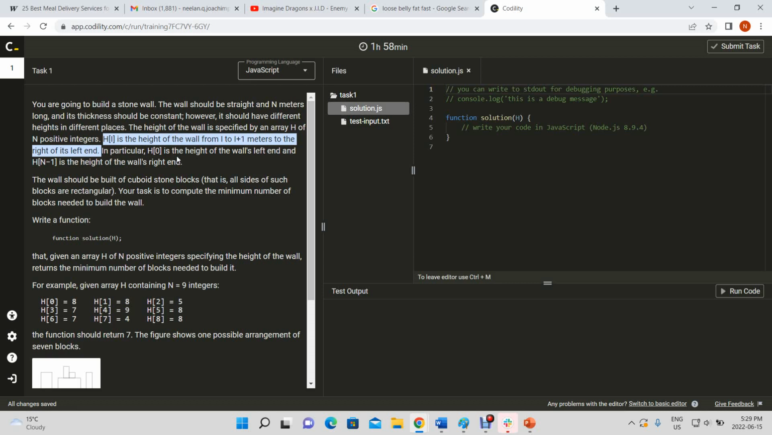In particular, H[0] is the height of the wall's left end, and H[n-1] is the height of the wall's right end. The wall should be built of cuboid stone blocks. That is, all sides of such blocks are rectangular, so it only has rectangular blocks. Your task is to compute the minimum number of blocks needed to build the wall. Write a function that, given an array H of n positive integers specifying the height of the wall, returns the minimum number of blocks needed to build it.